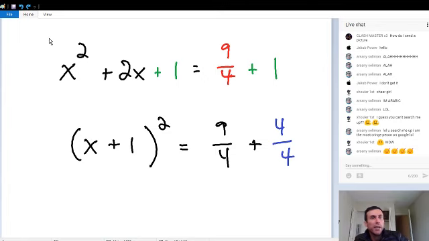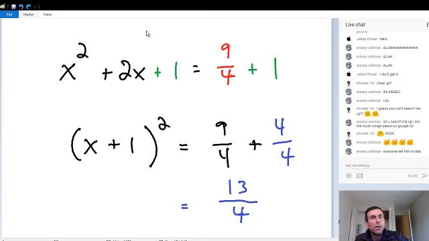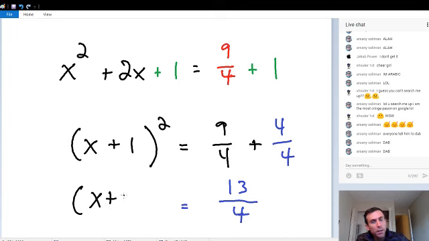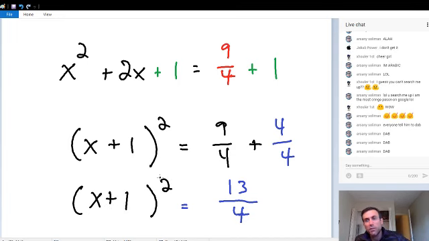So on the right-hand side of the equation, our denominator is the same, so we're going to have a 4. And in the numerator, we're going to have 9 plus 4. 9 plus 4 is equal to 13. And our left side of our equation stays exactly the same. Let me just go back to black. So we have x plus 1 squared on the left-hand side of the equation.